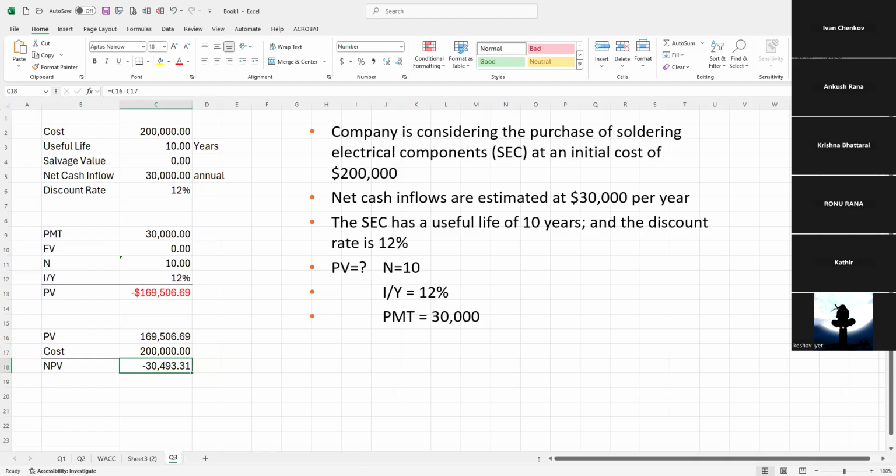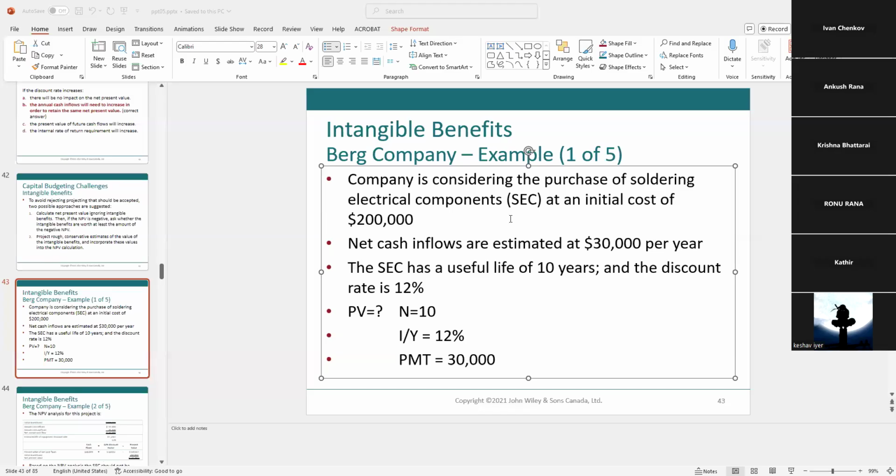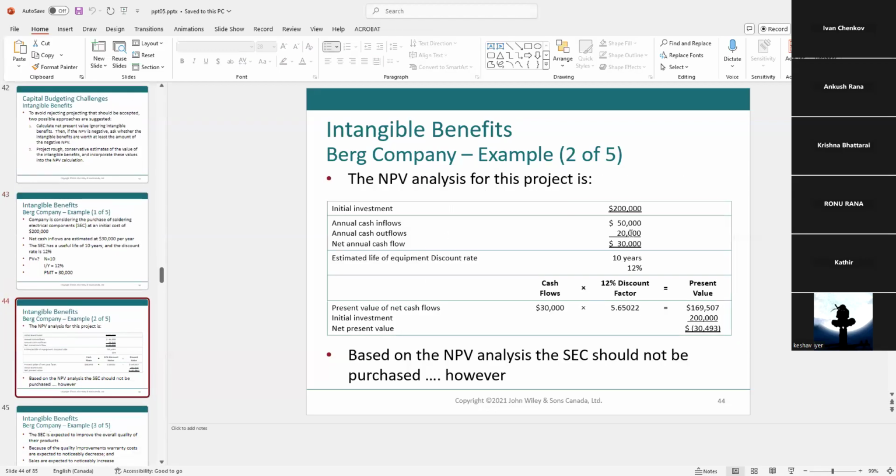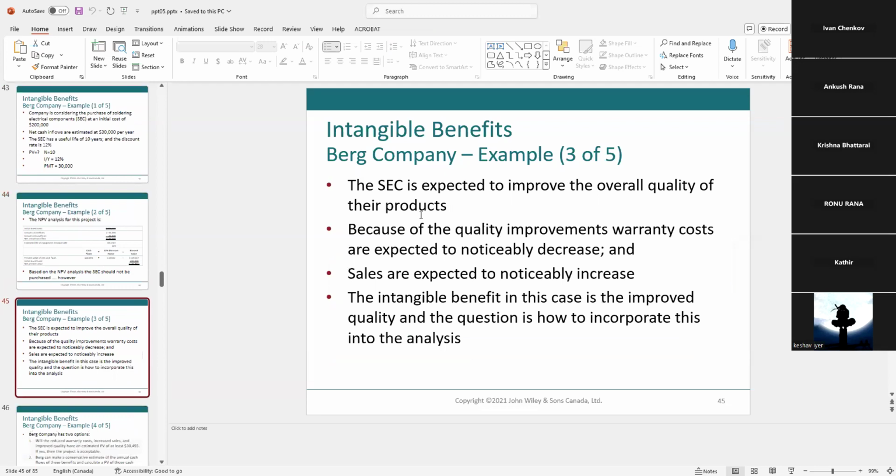So let's see the slides now. In this case, we're not accepting the project, based on this information. So let's see what's here. If we're calculating, we get 13,493. However, there's some more information. They're expecting to improve the overall quality of their product. Because of the quality improvement, warranty costs are expected to noticeably decrease.